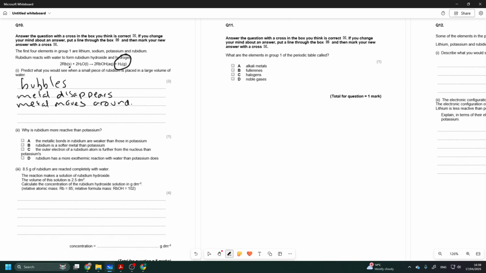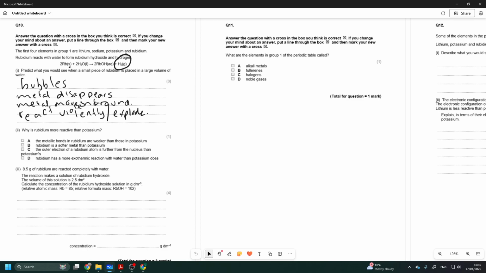Now, you'll remember if I put enough potassium in, it exploded. It went pop. So we could basically say it's going to react violently or explode. That's what's going to happen to it.